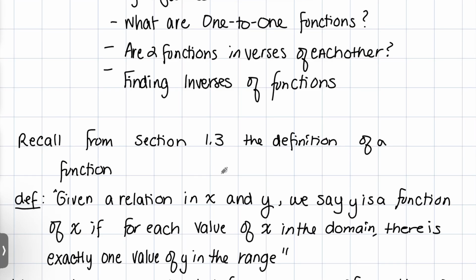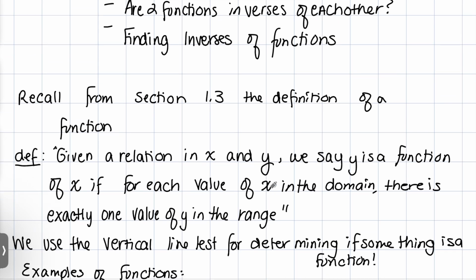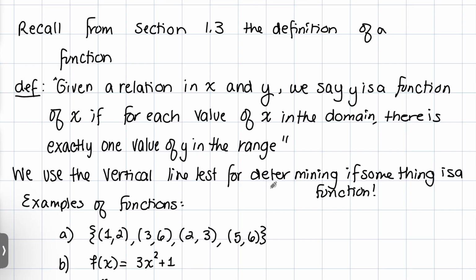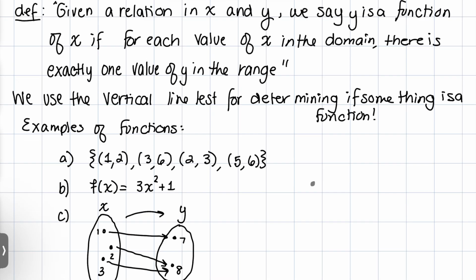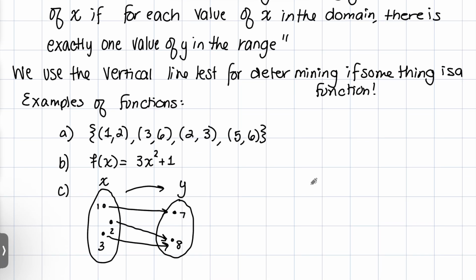Okay, if you recall from section 1.3, the definition of a function is, given a relation in x and y, we say that y is a function of x if for every value of x in the domain, there's exactly one value of y in the range. Remember that plugging in one value for x, you cannot get 2 values of y out. It just doesn't work that way for something to be a function. We use the vertical line test to determine if something is a function, from section 1.3. So here are some examples of functions.